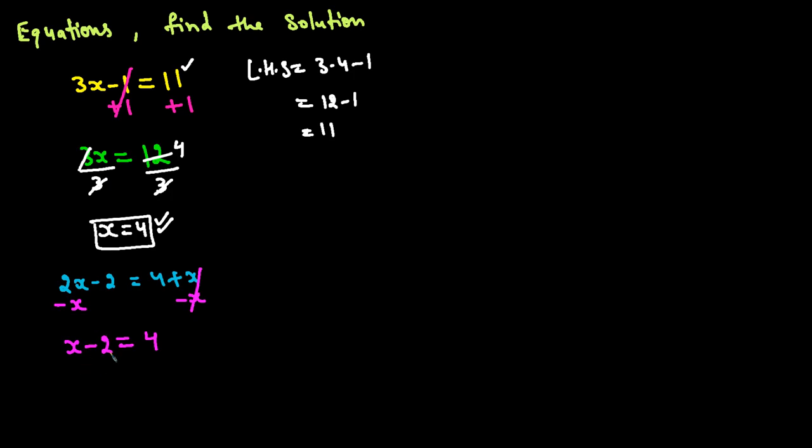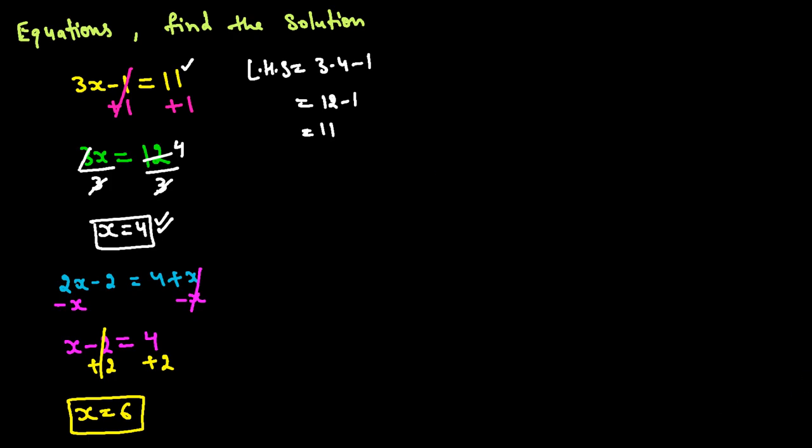Again, I want to get rid of this 2 here now. So what do I need to do? Add 2. But we need to do it on the other side too. So this cancels the 2 here. So x is equal to 4 plus 2 is 6. So x is equal to 6 is the solution.